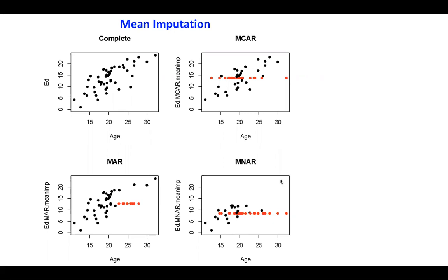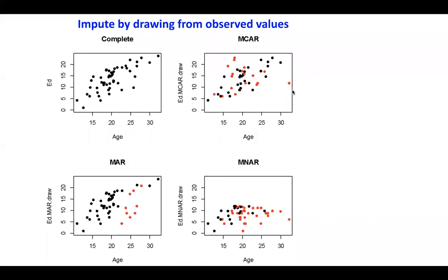Now, our biggest complaint here, or our first complaint here, is about this variance issue. The idea is that even in the missing completely at random case, when I filled in the means, I maintained the mean education, but I've made the variance way too small. So the next slide shows one of the things that we can do about that. This idea is imputing by drawing from observed values.